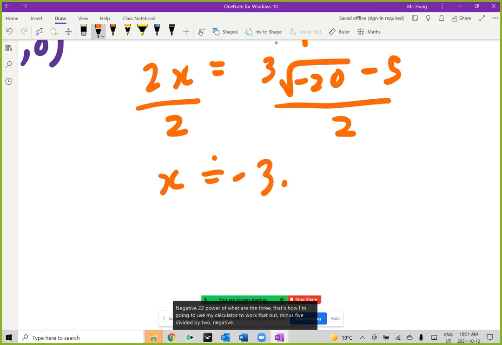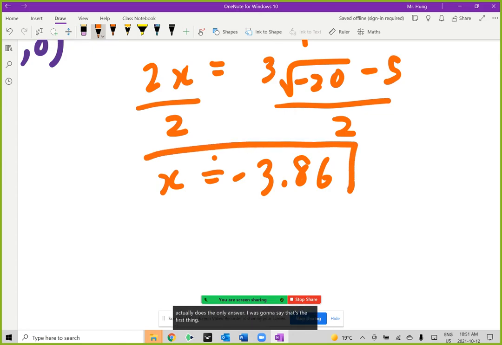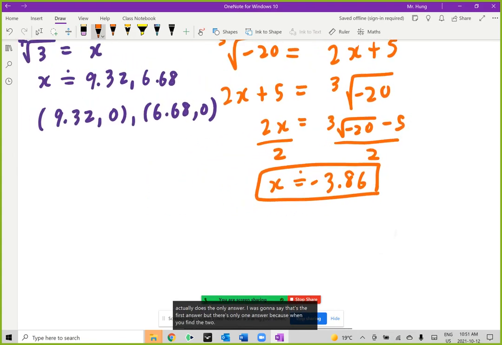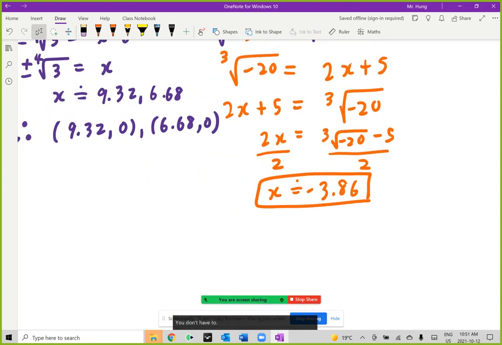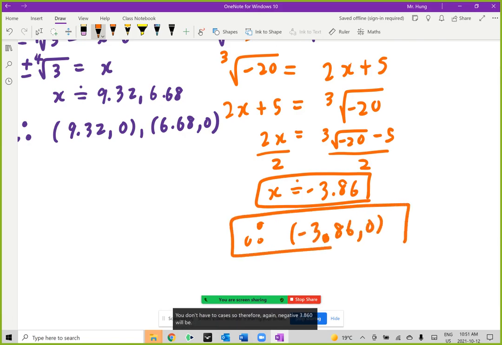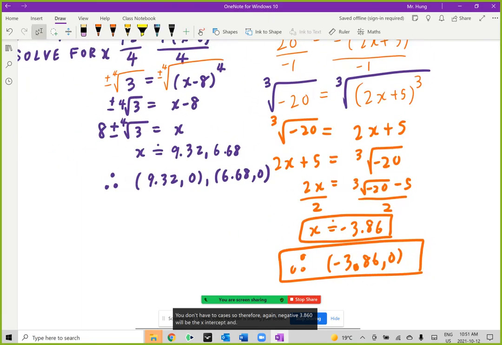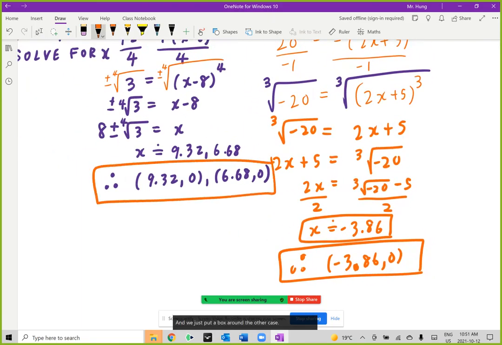Negative 3.86 is the first answer. Actually, that's the only answer. I was going to say that's the first answer, but there's only one answer because when you find the cube root, you don't have two cases. So therefore, again, negative 3.86 will be the x-intercept. And let me just put a box around the other case, just like that. I hope this makes sense.